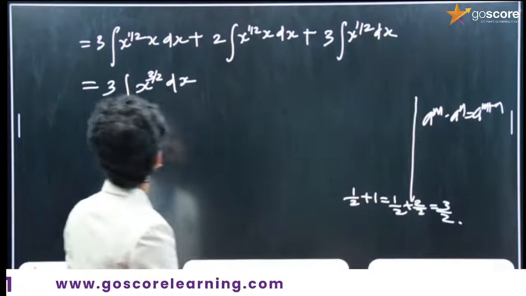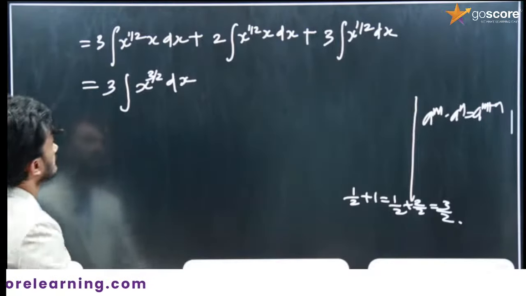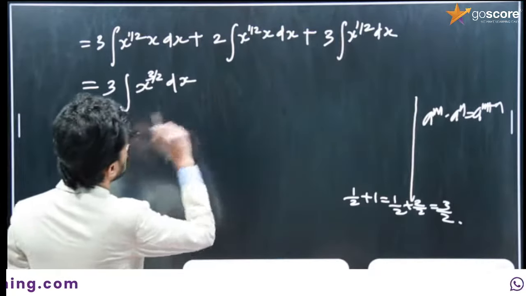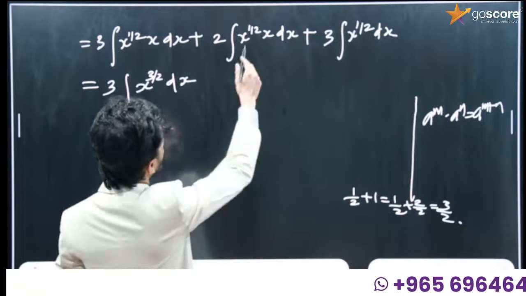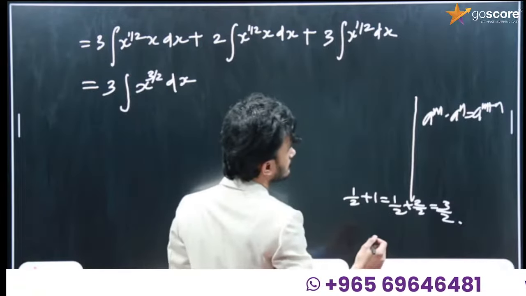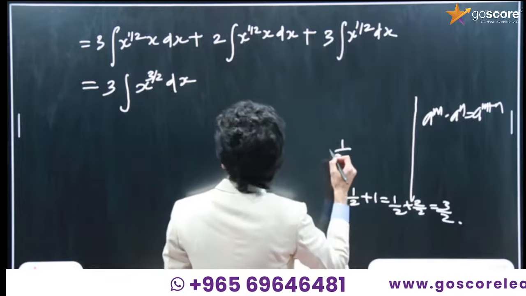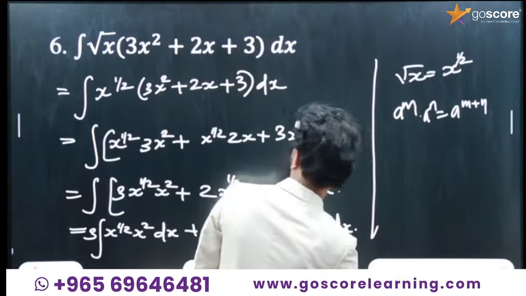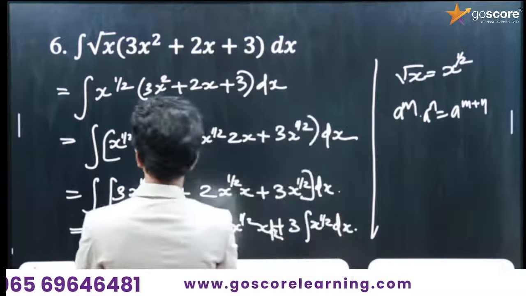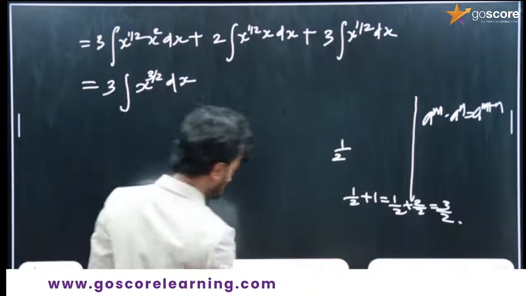Then again, 1 by 2, the second one, 1 by 2. It's a small mistake. This one is x square. Sorry, this one is x square.